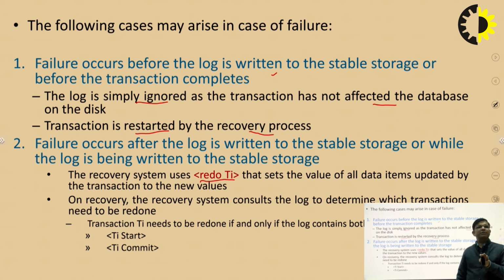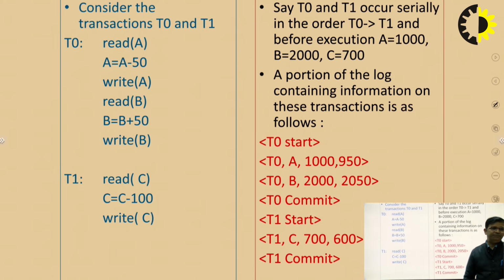So nothing has been stored in the log file. But in this case, the log file has been created and everything is stored in it. If the failure has happened after the log file was created, then it simply redoes the transaction. So there are two types of failure: before the log file has been created, or after the log file has been created. In the first case, the log file is discarded or ignored, and in the second, the recovery system simply uses the redo command.